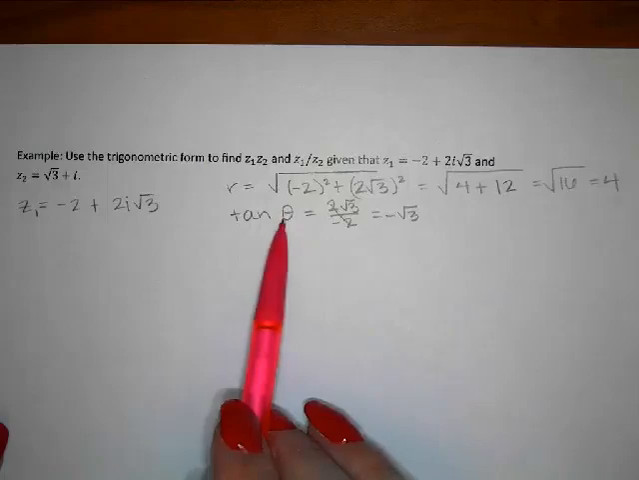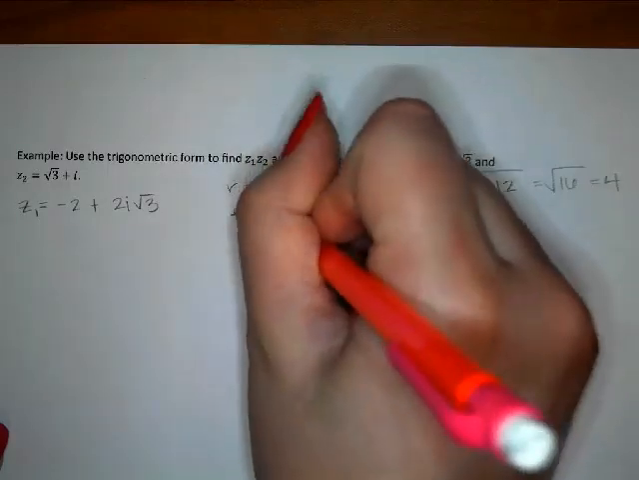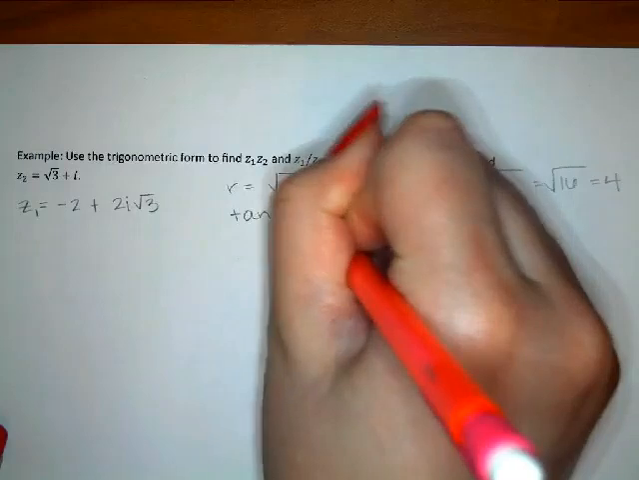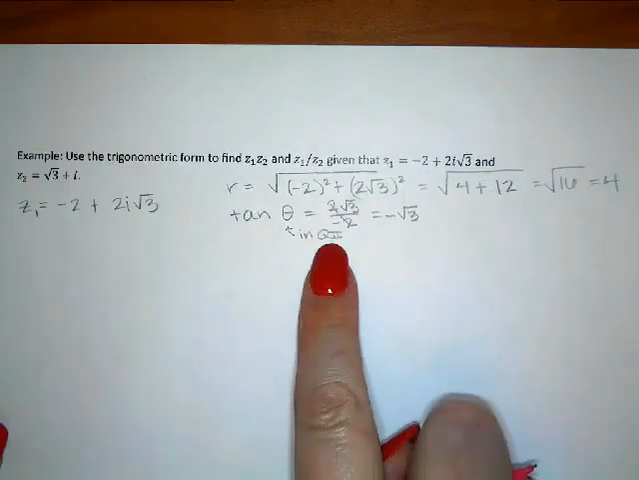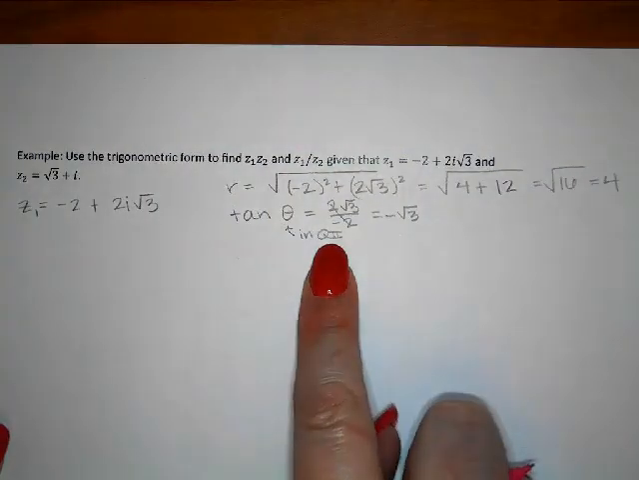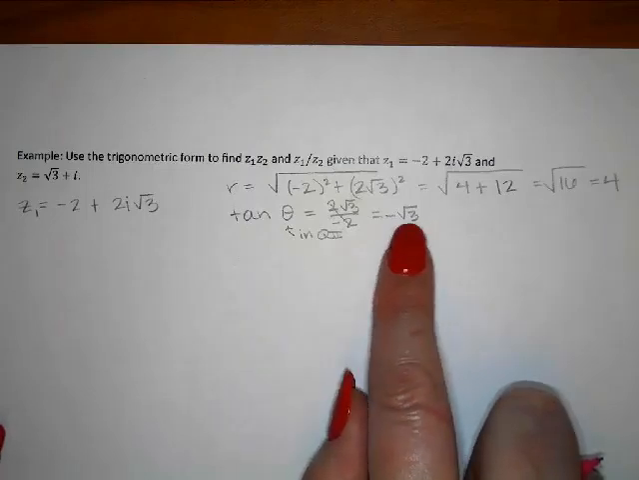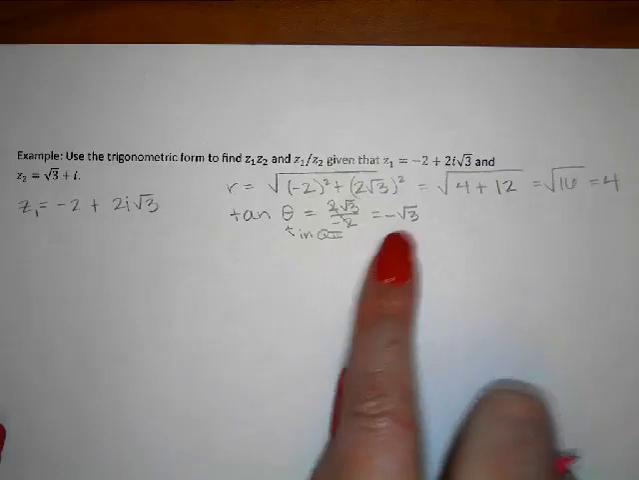Looking for an angle that's in quadrant 2. So now I'm picturing the unit circle. I'm imagining where we have a y-coordinate divided by an x-coordinate that simplifies to negative root 3, and I'm looking for that in quadrant 2. And the place where that happens is 2 pi thirds.